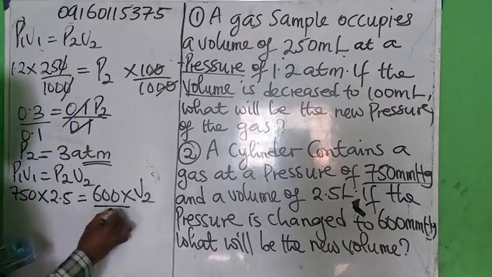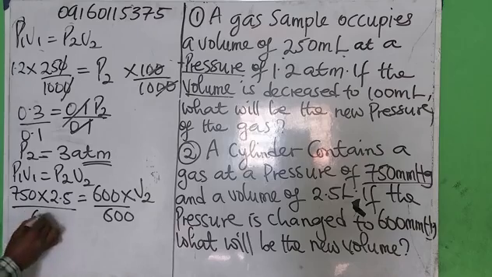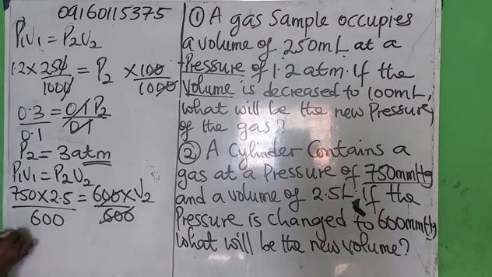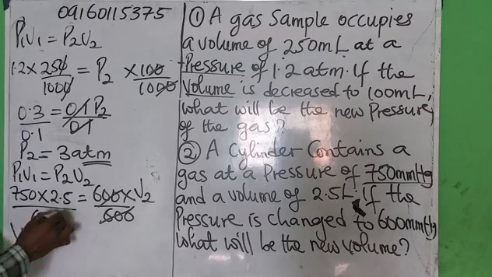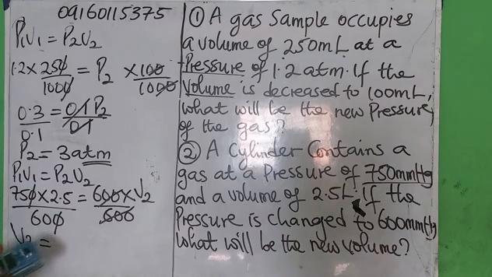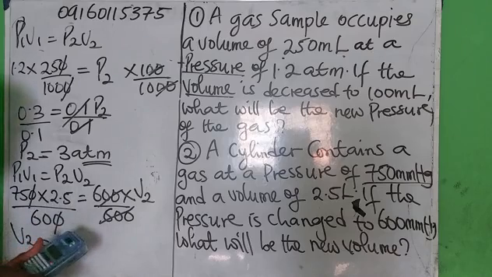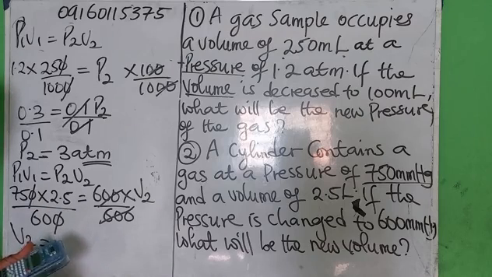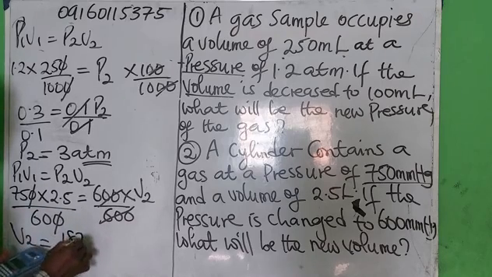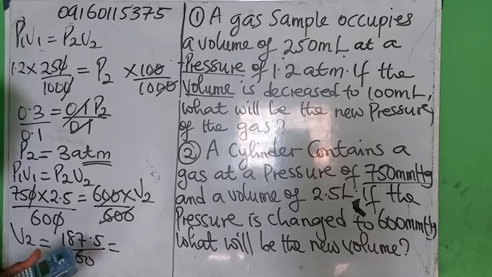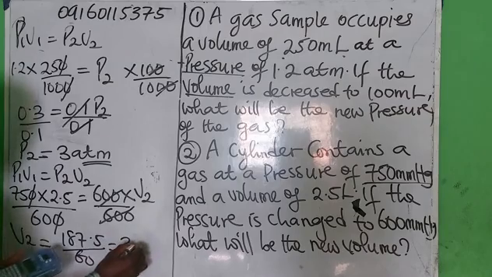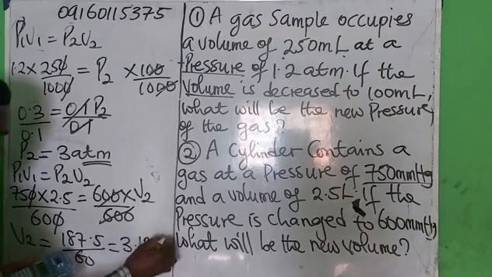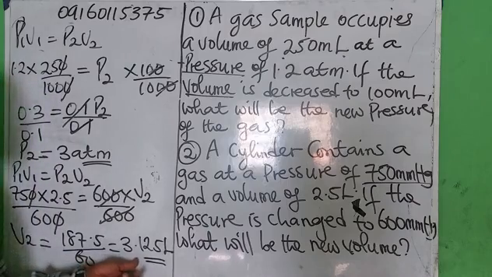So divide both sides by 600. It means that V2 now equals 750 times 2.5 divided by 600. Simplifying, that is 75 times 2.5 divided by 60. 75 times 2.5 is 187.5, and 187.5 divided by 60 gives 3.125 liter. So this becomes my V2.